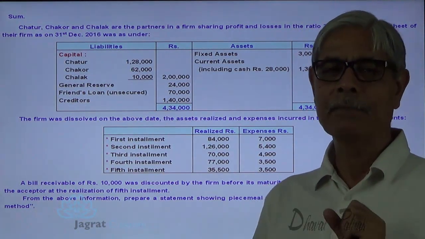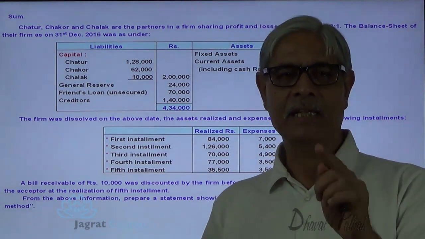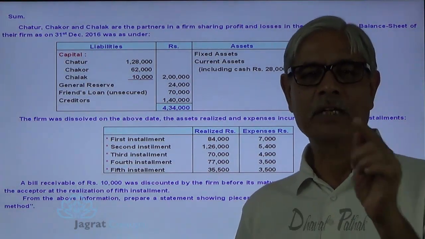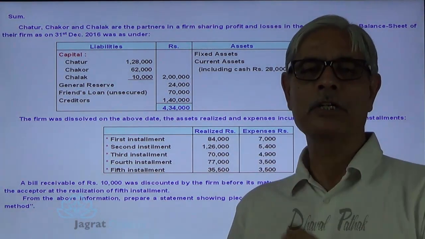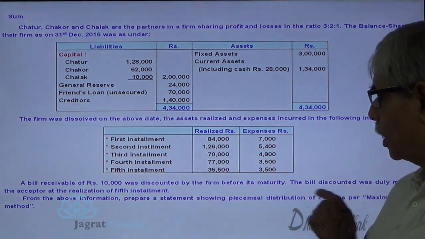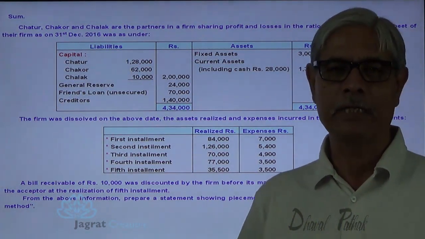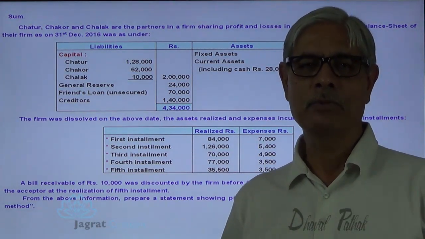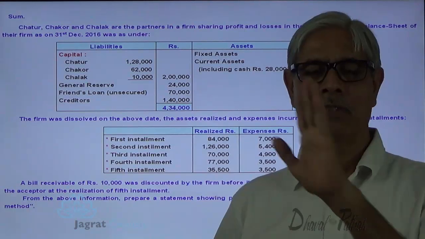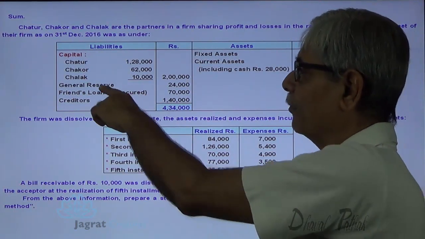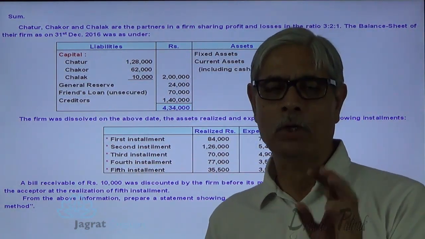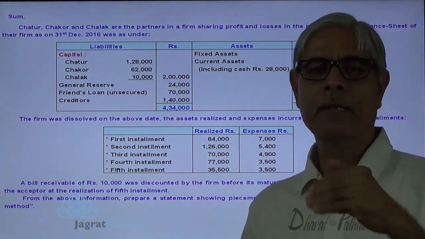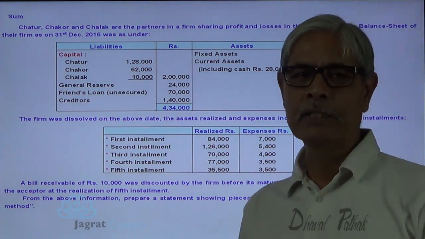Here in case of maximum loss, the difference is the assets are realized gradually in installments. And after receiving every installment, you should go for distribution. Under maximum loss method, the methodology to be followed is: find the available cash for distribution. Pay first of all to outsiders. So here, friends loan and unsecured creditors will be paid in priority against partners loan and partners capital. Here partners loan is not there.